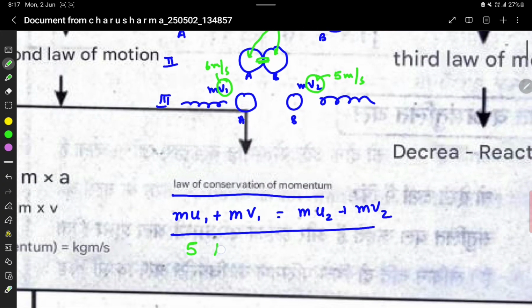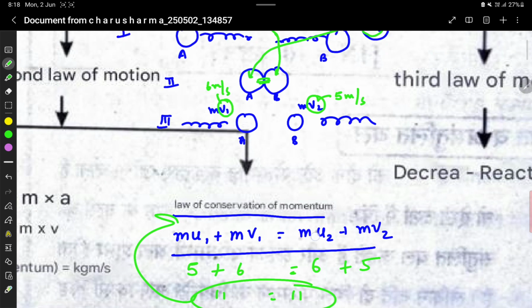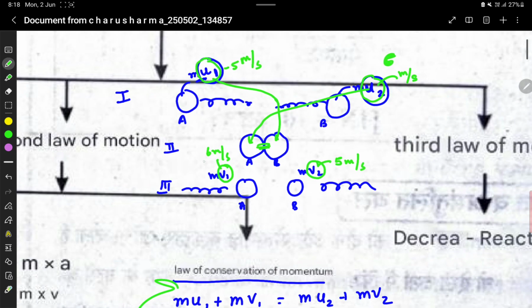Earlier we had 5, now we have 6. Earlier we had 6, now we have 5. So 11 and 11 are both the same thing, and that represents your law of conservation of momentum. Don't be confused about why this ball is not moving with 5, because that is not the case.